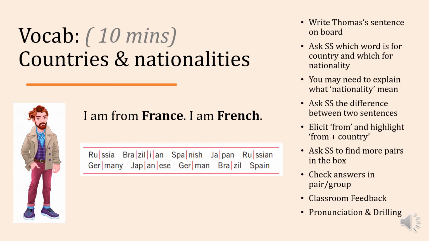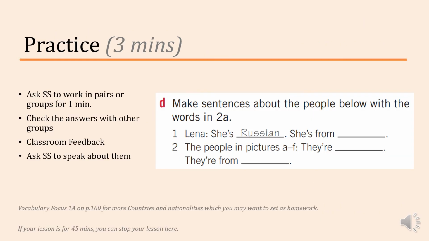Play the recording again for students to underline the stressed syllable in each word. Practice as a class. We can do exercise 2D for more practice. Complete the first sentence as a class and elicit another example using picture A from page 10. Students can work individually, writing sentences about the people in the pictures. They then check in pairs and check answers as a class.